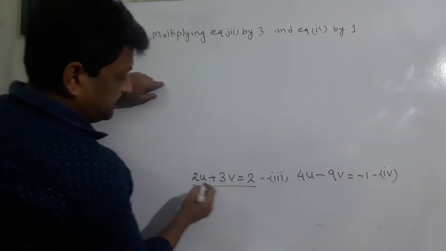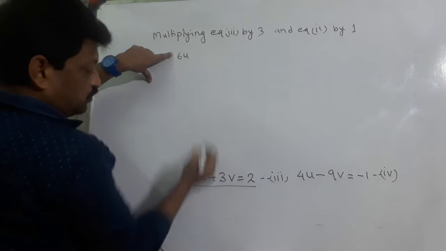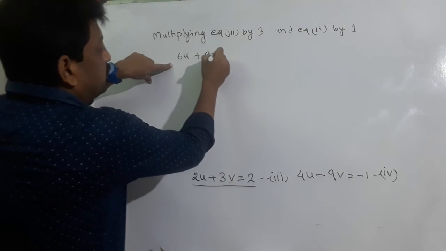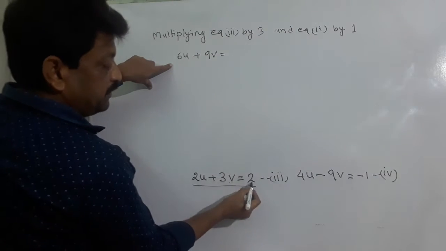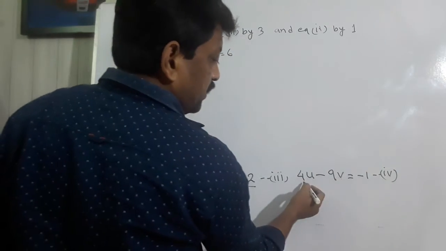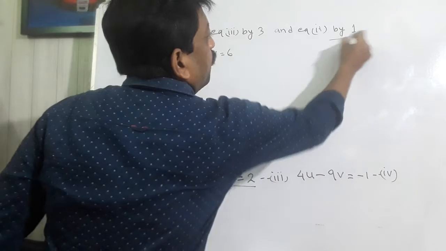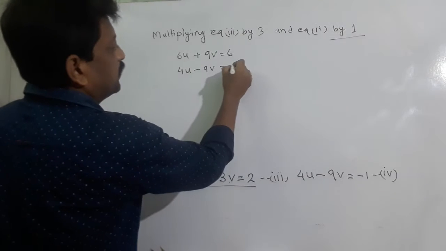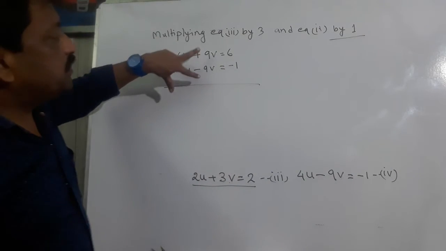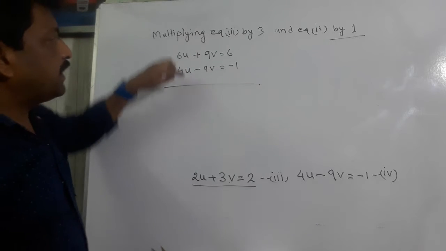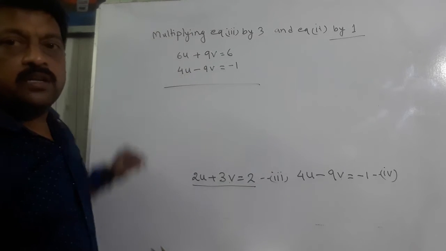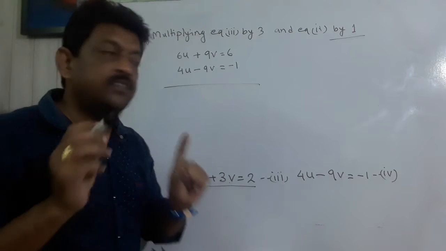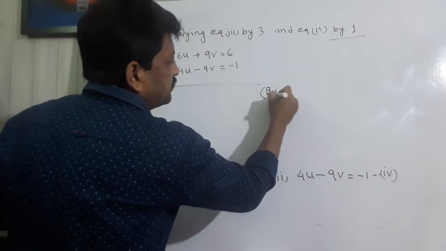Now this is multiplied by 3, so 2u will be 6u, 3v will be 9v, equals 2 multiplied by 3 is 6. Similarly, this will be written as it is because it is multiplied by 1. So it will be 4u minus 9v equals minus 1. So the coefficient of v is the same in both cases and the signs are opposite. Remember, I have told you, when the signs are opposite, then we have to go for addition. So right here, by addition.